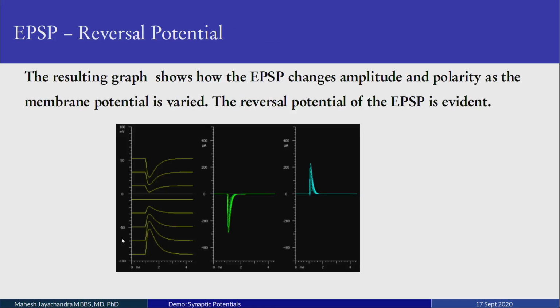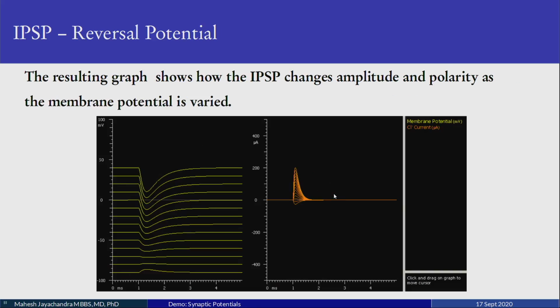So this graph shows how the EPSP changes amplitude and polarity as the membrane potential is varied. You see the reversal potential, it's quite evident over here. This is where it reverses. And this is the sodium channel kinetics, where you see the inward currents happening, and this is the potassium channel kinetics, where you see the outward currents happening.